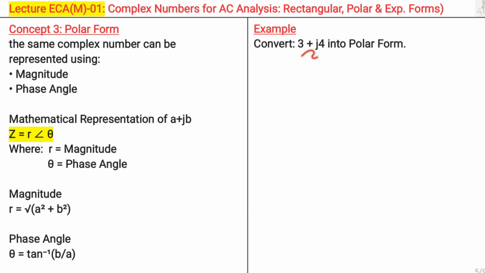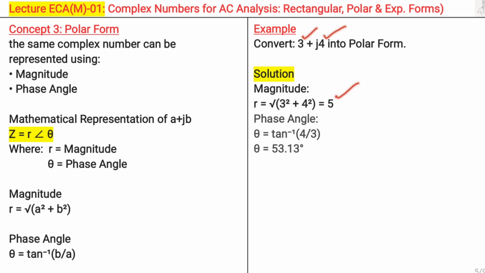The question is to convert 3 plus j4 into polar form. Pause the video and try to solve it. The magnitude is simply the square root of A squared plus B squared, that is the square root of 3 squared plus 4 squared, which comes out to be 5. And the phase angle is tangent inverse of B by A, that is 4 by 3. And this comes out to 53.13 degrees. Therefore, the polar form representation is 5 angle minus 53.13 degrees.